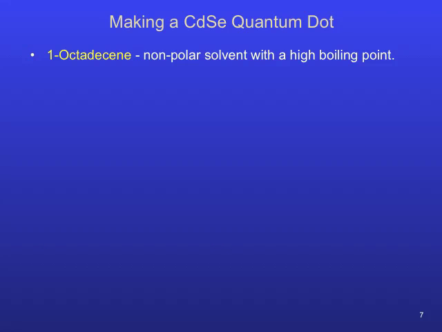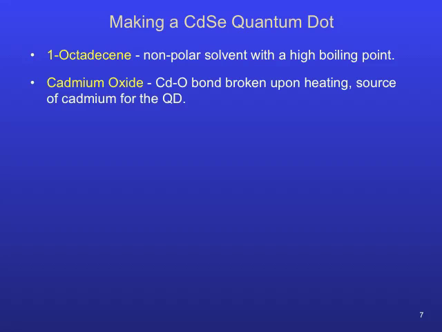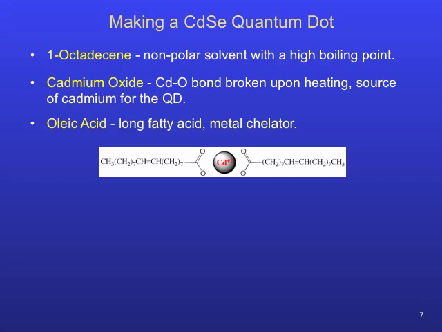This reaction is completed at a relatively high temperature. The high boiling solvent used is 1-octadecene. Cadmium is added to the reaction mixture in the form of cadmium oxide and is needed for the core of the quantum dot. Oleic acid, a long-chain fatty acid, is used to complex with the cadmium cation, helping to solubilize this cation in the organic reaction mixture.